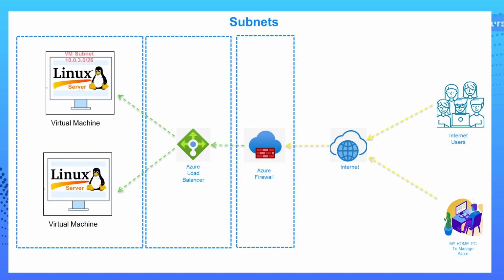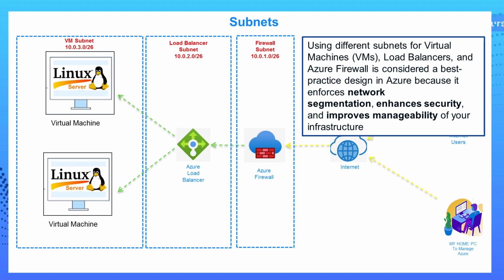live. Regarding the subnets, I will create a dedicated subnet for each group of devices, using segregated subnets for the virtual machines, the load balancer, and the firewall. This is a best practice in Azure design. It enforces network segmentation, enhances security, and improves the overall manageability of the infrastructure.